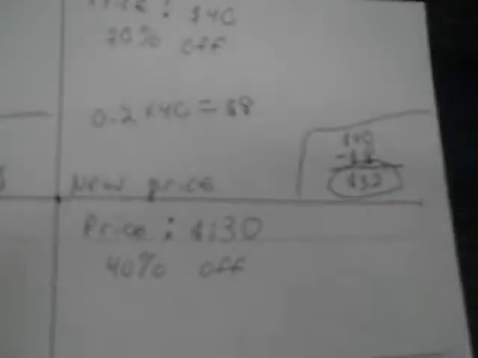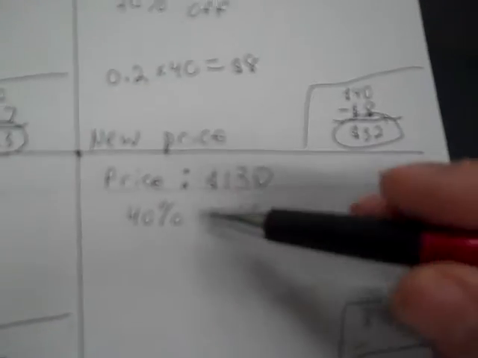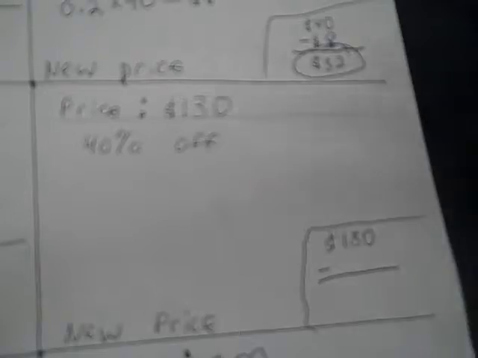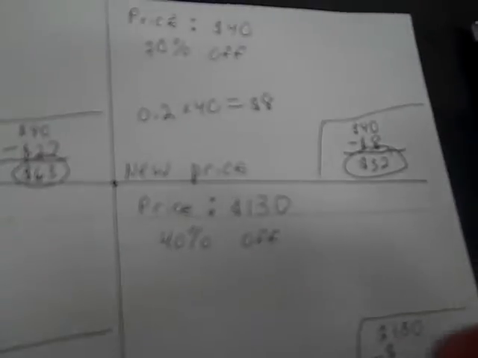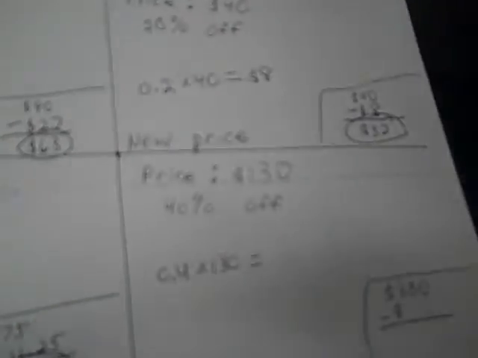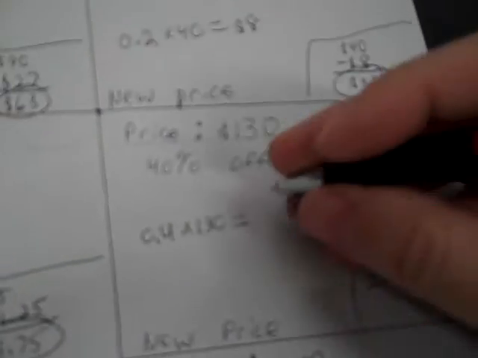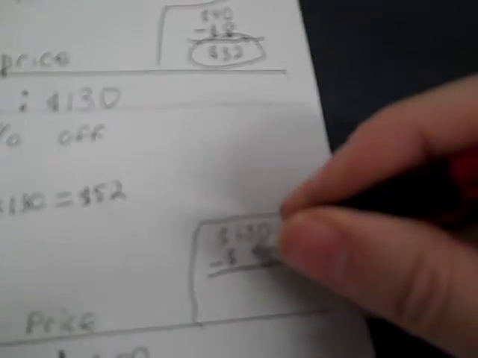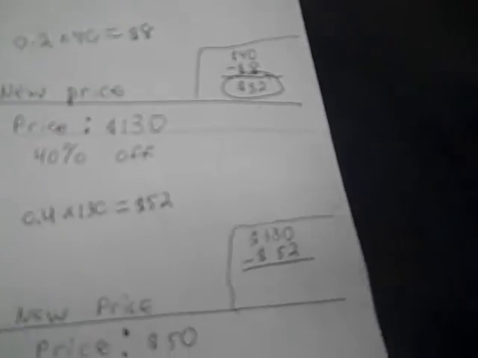Okay, the next thing is $130 and it's 40% off. So I know I get to subtract something from 130, but I need to find out how much money that is. Again, I divide my 40% by 100. That's going to be 0.4, so I'll write that down. Then I multiply by the price, and that tells me how much money we can subtract. 0.4 times 130 gives me $52. I subtract 52 from there, so $130 minus 52 comes out to $78.